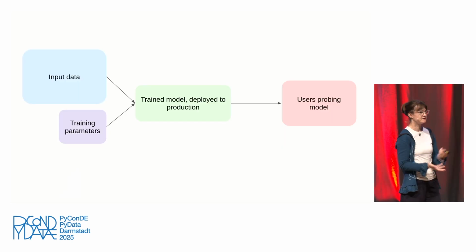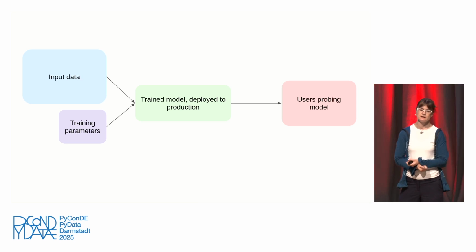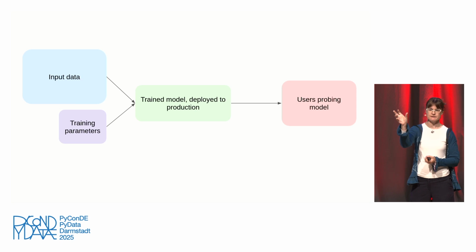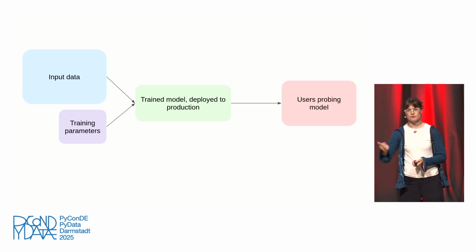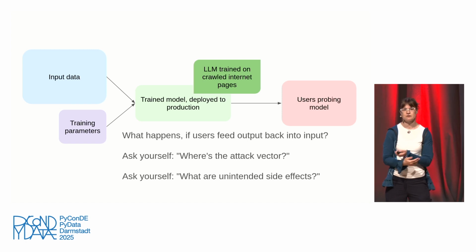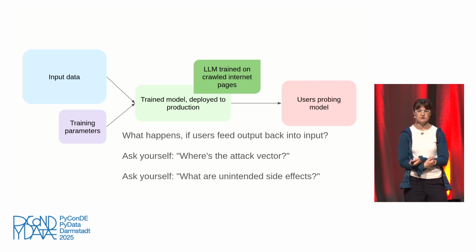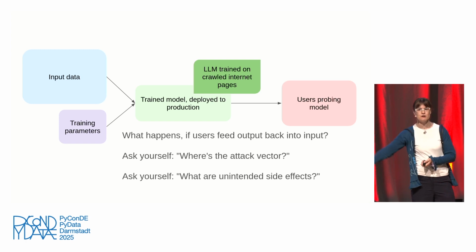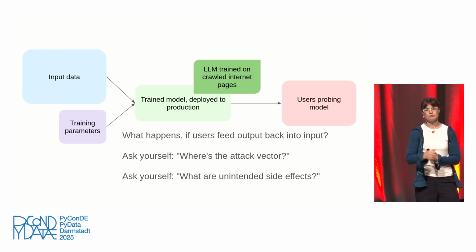So essentially, we've seen a lot of hands up when talking about training models. The pipeline is clear. You have a model that you train in the middle, you have input data, you have training parameters, and then you have users probing the model. What gets interesting, for instance, is if you train your LLM on the internet, on crawled pages. The first interesting part is what happens if users take the output of that model, publish it on the internet again, and thus create a feedback loop.